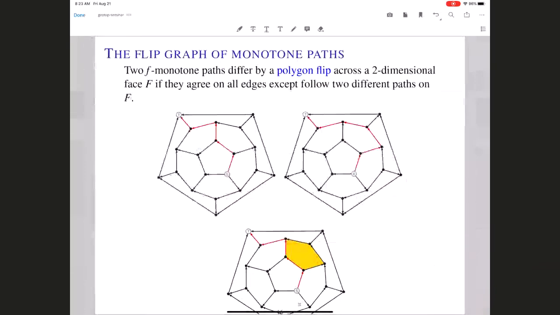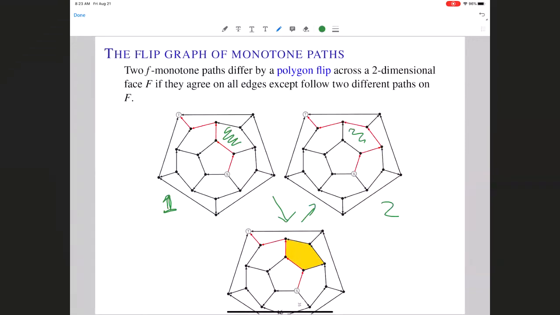So I'm going to put some colors here, maybe. This is number one, and this is number two. And I notice that these two monotone paths are essentially the same, except that they are different in this polygon, right? So they are different in this yellow polygon.